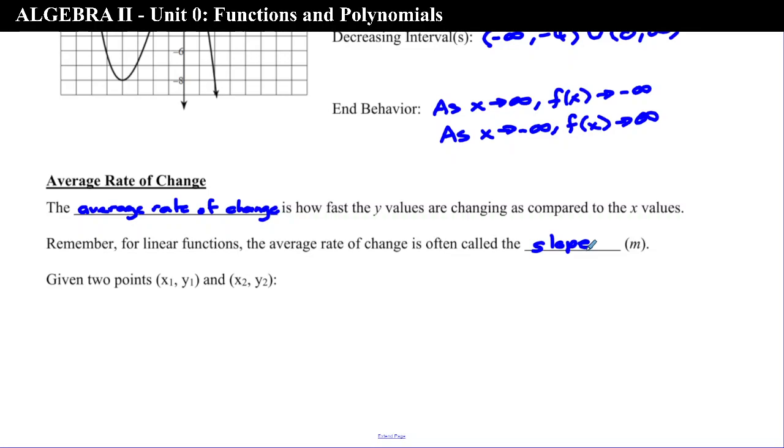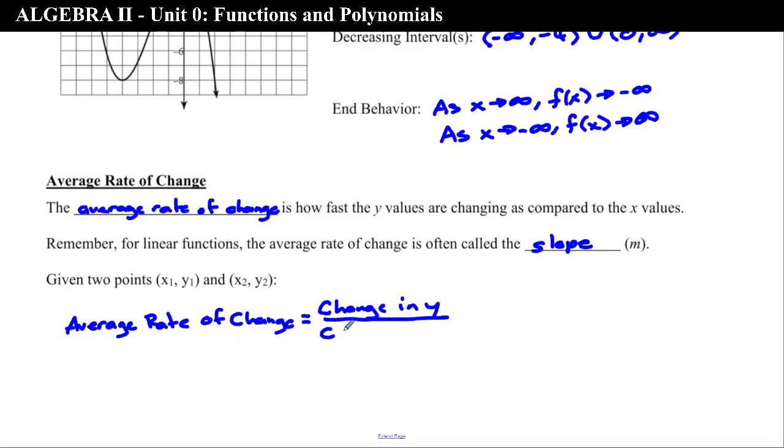Well, average rate of change works very similarly. We're given 2 points, and given those 2 points, we can figure out what the average rate of change is. Okay? So, we're going to talk about what the formula is for the average rate of change. And I'm going to give it to you in a couple different formats. So the average rate of change is your change in y over your change in x.